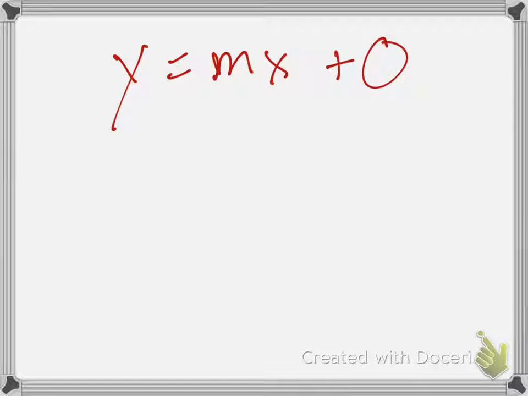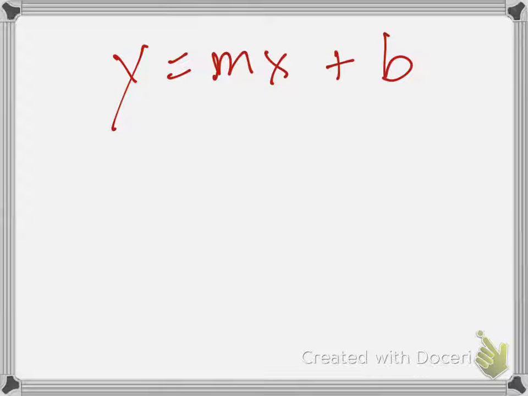Now, students keep asking me, is b always 0? No, because if it was always 0, they wouldn't have included the b. If b was always 0, y equals mx plus 0. The plus 0, do we need to write that? No, so our formula is not y equals mx. Our formula is y equals mx plus b.